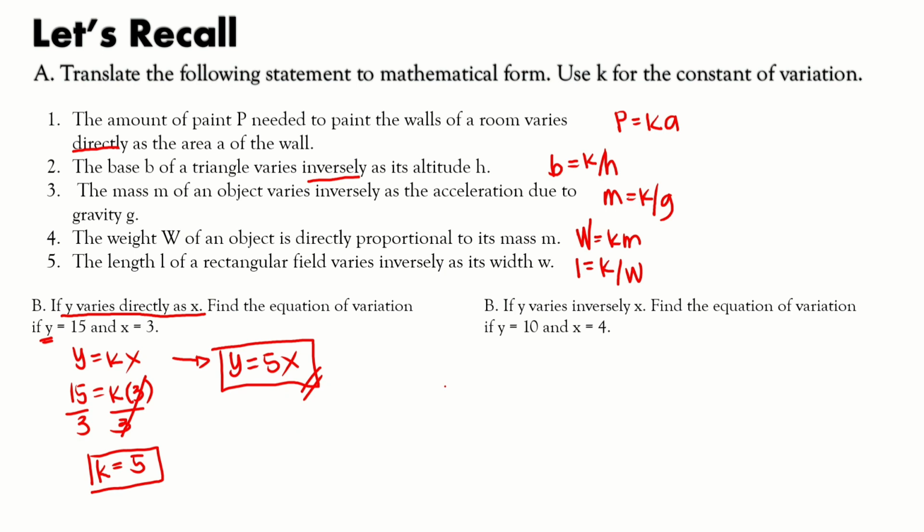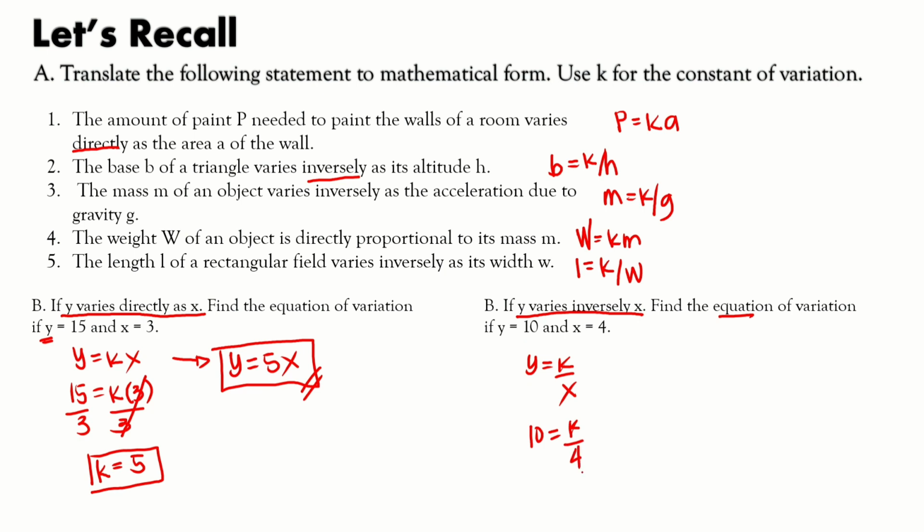What about in letter B, number 2. If y varies inversely as x, find the equation of variation. So first we look for the correct equation, and that is y is equal to k all over x. If we translate, y varies inversely as x. Next is to find the equation of variation. We plug in these values. We have y is equal to 10, that's equal to k all over 4.